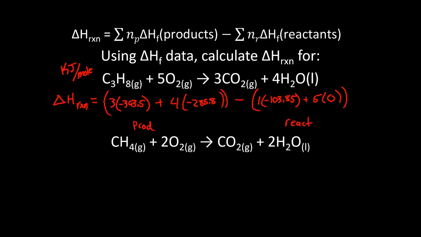So we have 3 times negative 393.5 plus 4 times negative 285.8. That gives me a total of negative 2,323.7 for the products. Then I'm going to take that number and subtract from it negative 103.85, which gives me negative 2,220, essentially, kilojoules.